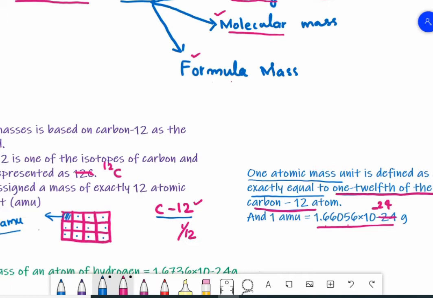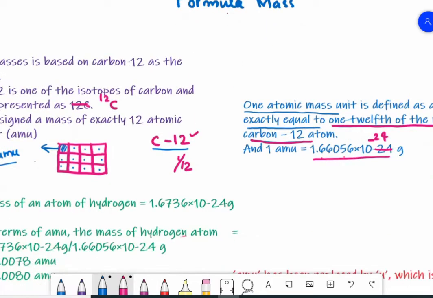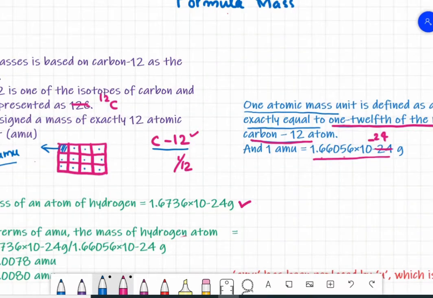We know the mass of hydrogen atom as 1.6736 into 10 to the power of minus 24. Okay, so you have to consider this mass, and then we divide this mass by the one atomic mass unit, then you will get the atomic mass unit of hydrogen atom. Okay, so as I told before, the mass of an atom of hydrogen is 1.6736 into 10 to the power of minus 24. How do we express this in terms of AMU, atomic mass unit?